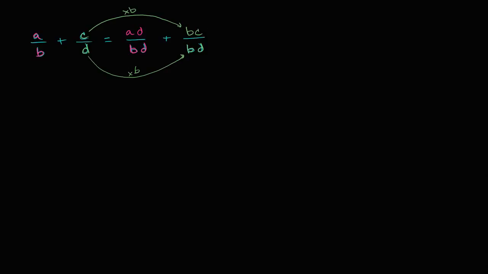Now why did I go through all of this trouble? Well, now I have a common denominator, so I can add these two fractions. So what's this going to be? Well, common denominator is bd, so common denominator is bd. And I can just add the numerators, just like you would have done if these were numbers, if this wasn't an algebraic expression. So this is going to be ad plus bc, all of that over bd.